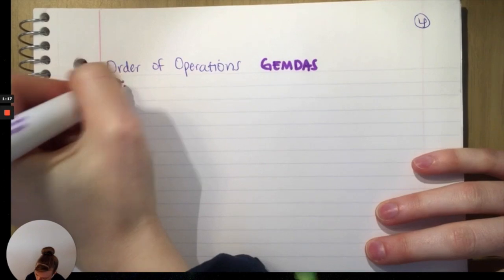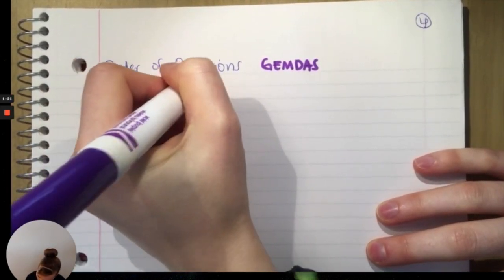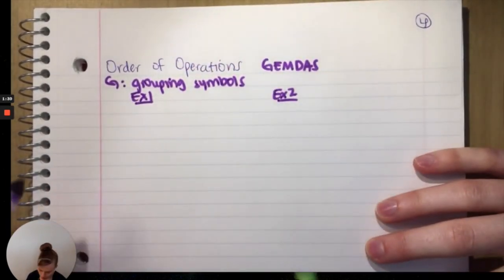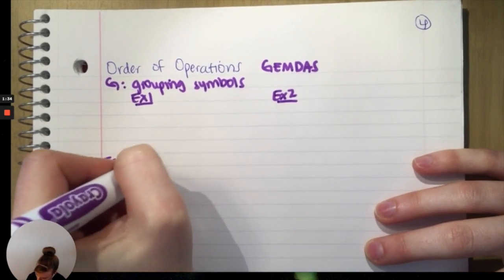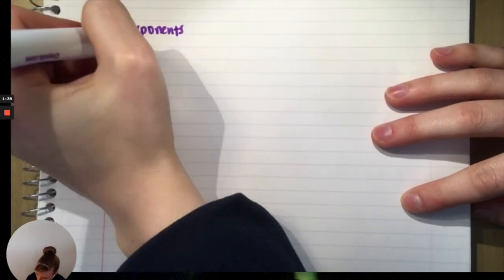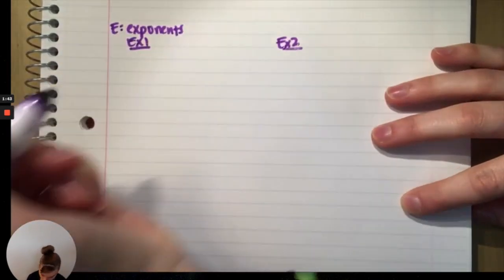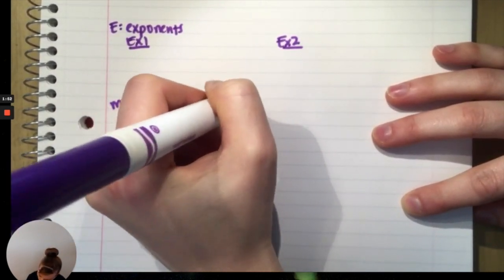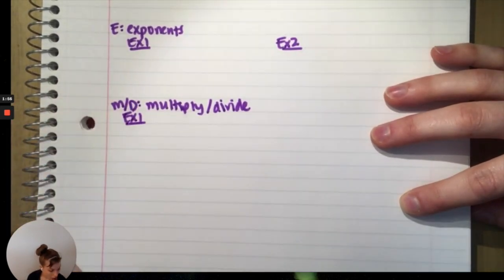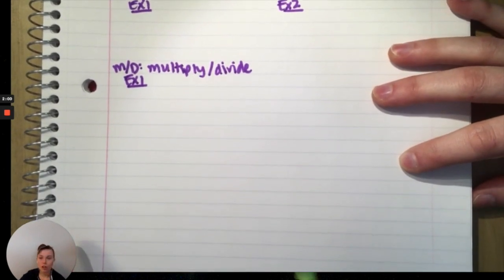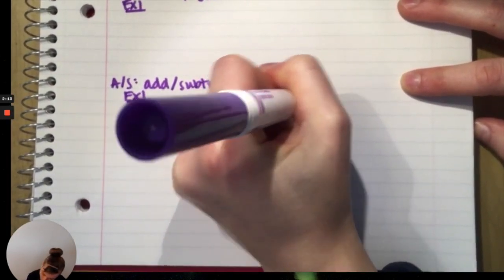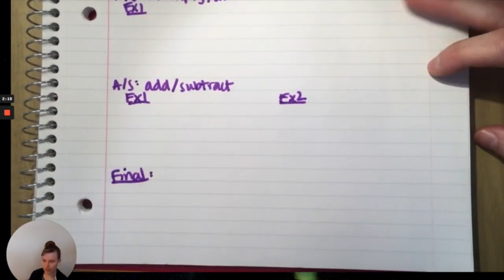So our first one is going to be G, and this stands for grouping symbols. Then we're going to have 2 examples under here so you can see how that works. Then we're going to go into exponents. This will have 2 examples as well. Then we're going to have M and D, which we do at the same time, moving from left to right. So this is multiplying and dividing. We're going to have 1 example specifically with this one. And then A and S, which is addition and subtraction. We're going to have example 1, example 2, and then I want a final example that we're going to go over.